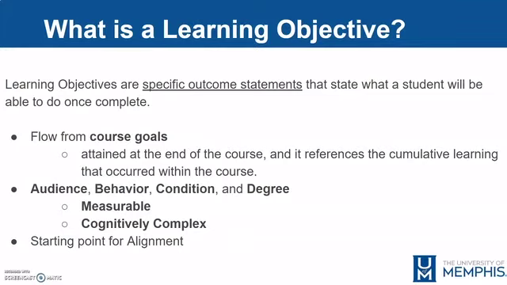A course goal is attained at the end of the course, and it references the cumulative learning that occurred within the course. Learning objectives, then, are the individual steps learners need to eventually achieve the course goals. But how do we know when a student has completed each of these learning steps? The answer is through alignment.